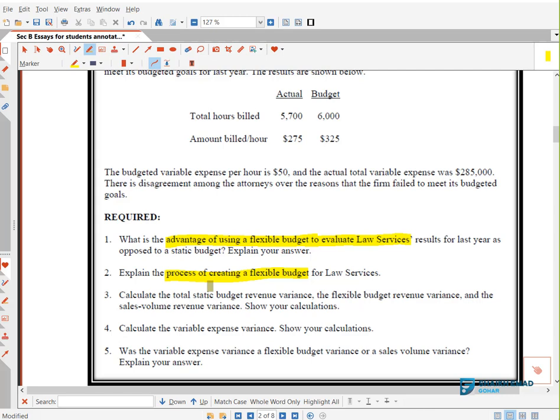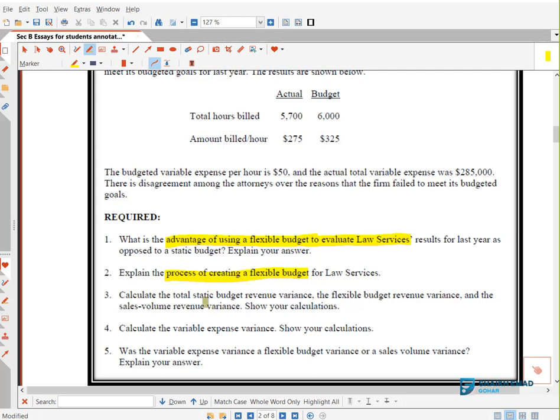So remember how we create it. We take the actual base, which can be actual volume, actual units. We multiply with the standard price. Remember, we take the actual base, we multiply with the standard price. This is the way to create a flexible budget. Okay. Again, we will see how to write it in a while.